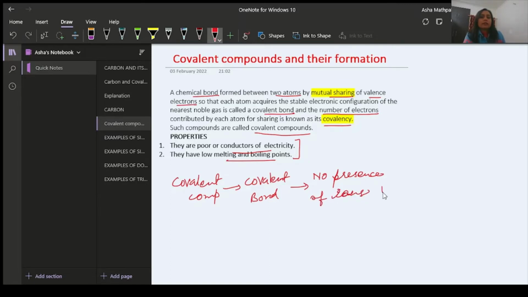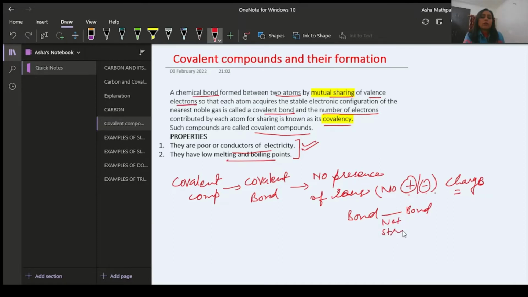That is, there is no positive or negative charge. So if there is no presence of charge, then obviously it is going to be a poor conductor of electricity. If there is no positive or negative charge, then you can understand that the bonds are not very strong.